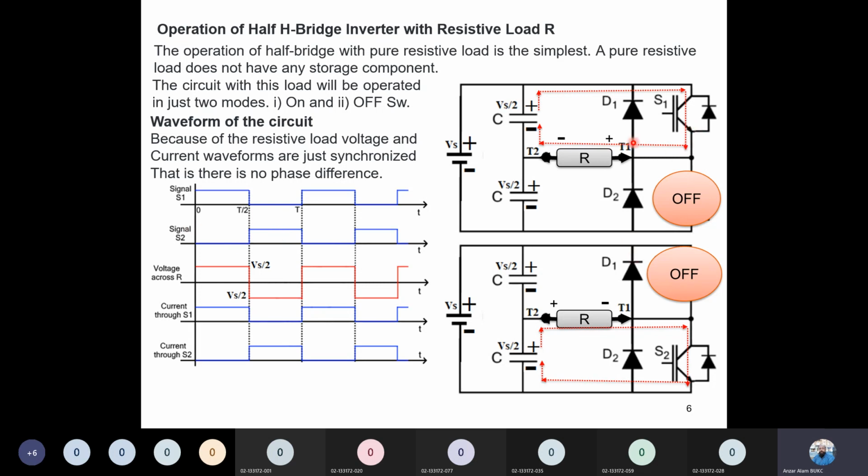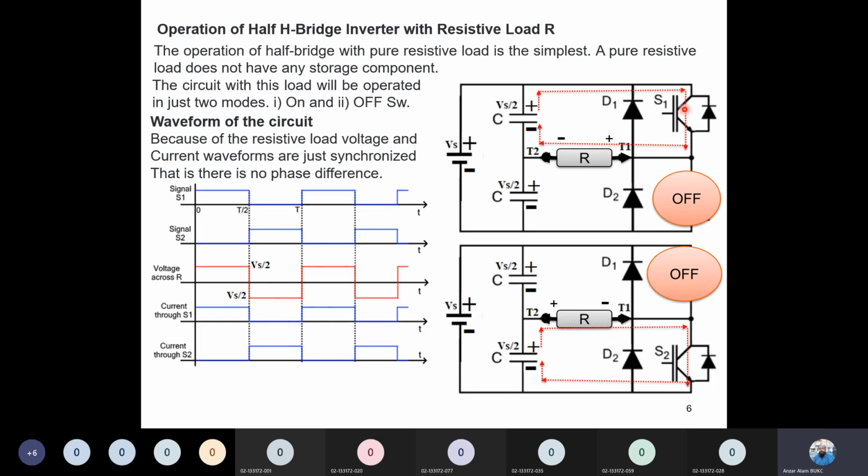So whenever S1 is turned on, the voltage and the current will be in the positive direction, and whenever S2 is on, the voltage and the current will be in the negative direction, as we can see from this graph. Now, you know that this is signal 1, this is signal 2, and the voltage across R is this one, plus, and it will go to minus. So it's symmetric in the wave shape. Now about the current through S1, how can you say what the current through S1 is? For the positive half cycle, or rather, when the signal S1 is on.